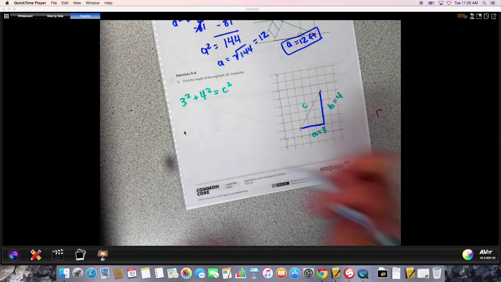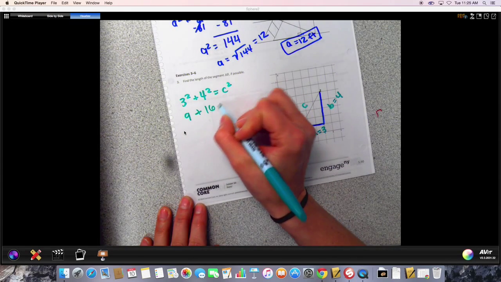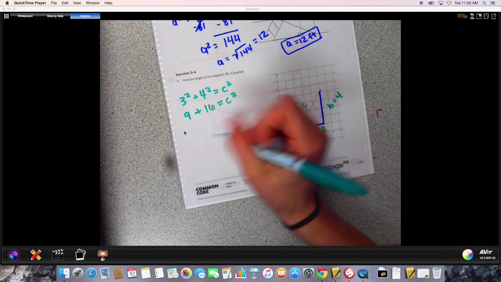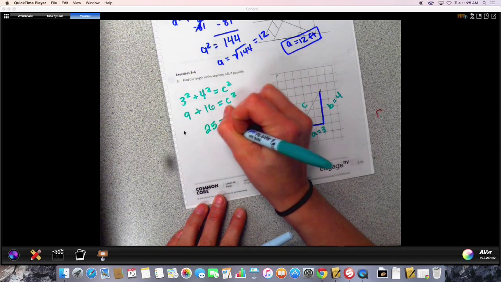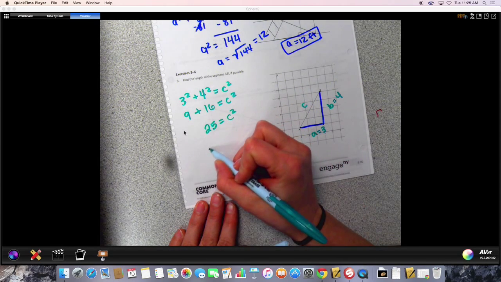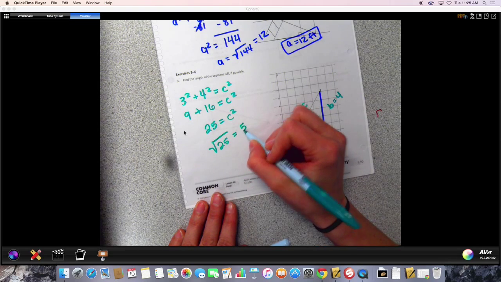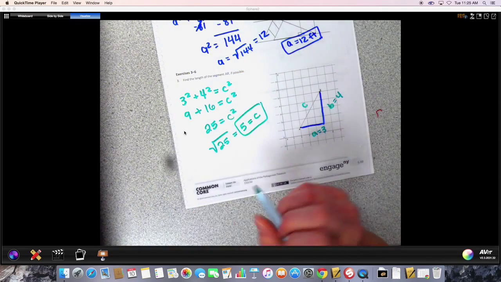And I'm going to simplify. 3 squared is 9, plus 4 squared is 16, equals C squared. And this time I'm finding C again. So I'm going to add like we did yesterday. 9 plus 16 is 25. And our final step then is going to be to take the square root of 25, which equals 5, and that is equal to our C, or our length of segment AB is 5 units.